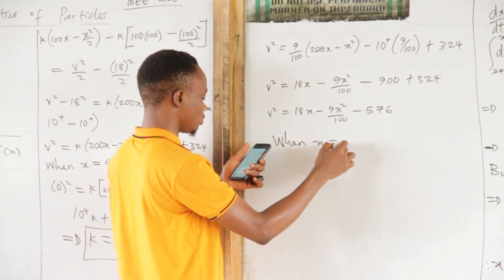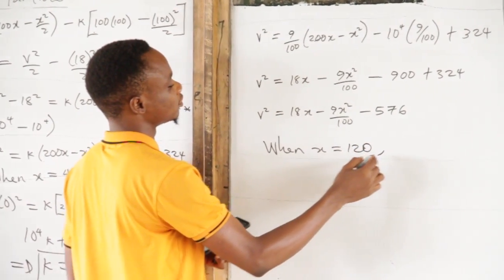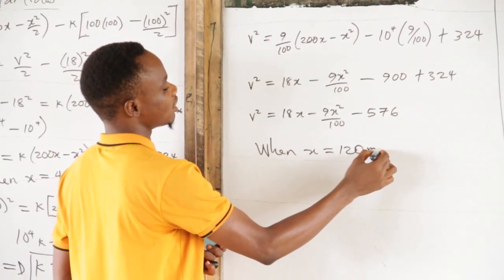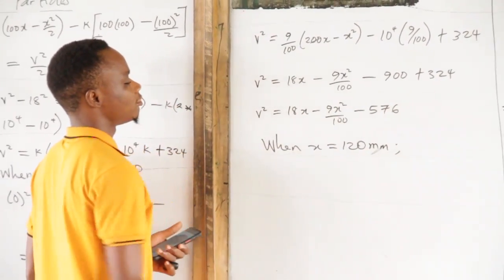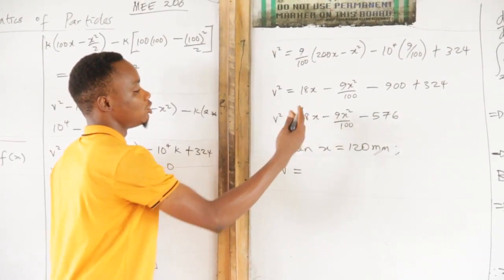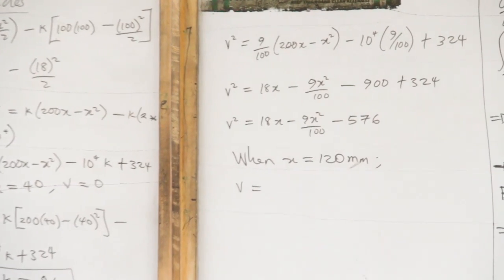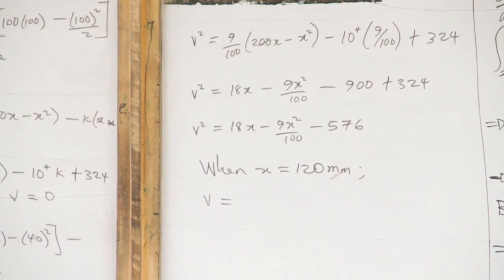When x equal to 120 mm, of course everything is in mm. v is in millimeters per second. So what is our v? Do whatever you want to do and take the square root. 16.97.